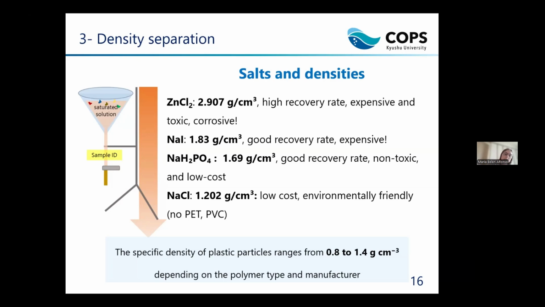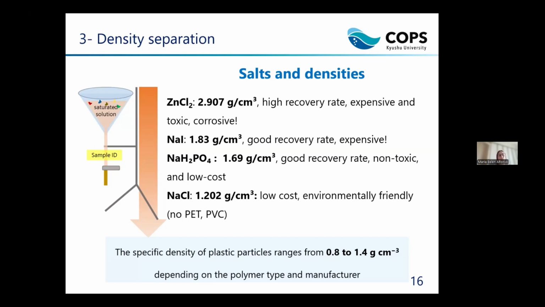In the case of zinc chloride, the density is quite high, 2.9 grams per cubic centimeter. So you will have a high recovery rate. The higher the density, the more particles you will be able to retrieve from your sample, and more polymer types. But this salt is very expensive, toxic and corrosive. So you should be very careful if you decide to use this one.